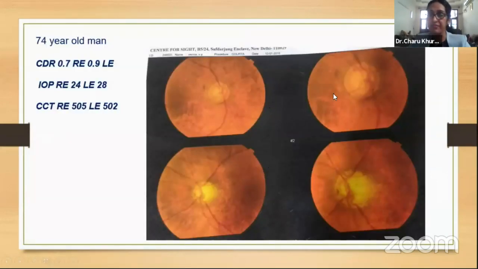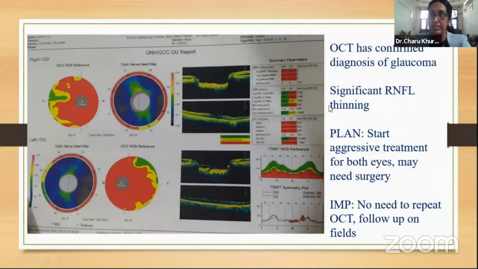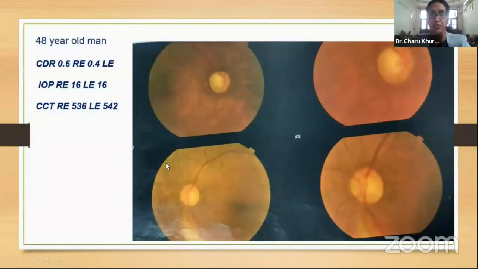The second patient, we find advanced cupping in the left eye, 0.7 in the right eye, elevated pressures, thin corneas, advanced field loss. This patient presented late, so the OCT helped us to confirm the diagnosis. But the point for this example is that when you have such severe thinning, then you really do not need an OCT to follow it up. You just need to treat the patient with progressive visual fields, and of course treat this particular patient very aggressively. The left eye was taken up for surgery.